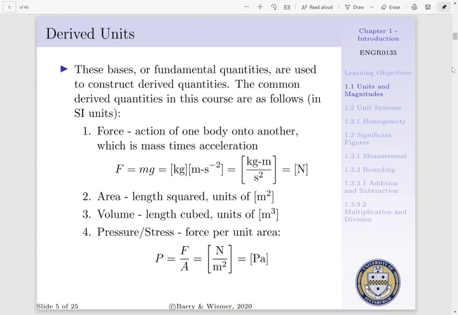Now, area is simply length squared with units of meter squared, and volume is length cubed with units of meters cubed. Now, the last main derived quantity we have to talk about is pressure or stress, and this is force per unit area. Pressure, denoted by the variable P, is our force per area, or a Newton per meter squared. And the unit associated with pressure is a Pascal, capital P, lowercase a, [Pa], within our square brackets. Stress has the same formulation, and all we have to do is replace P with sigma.